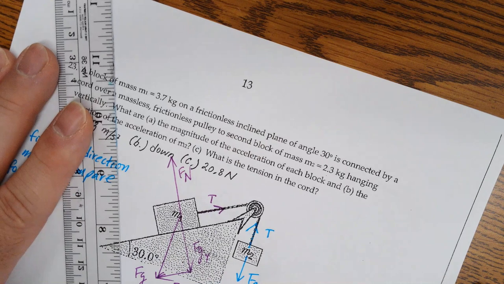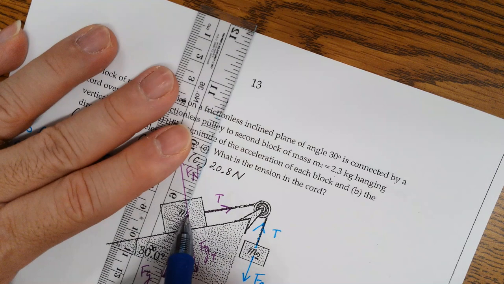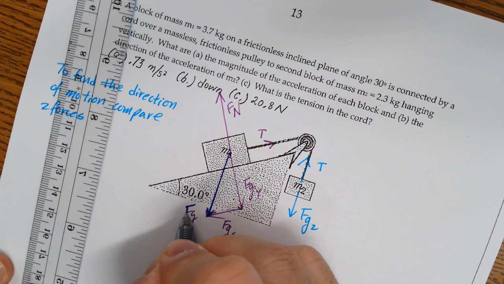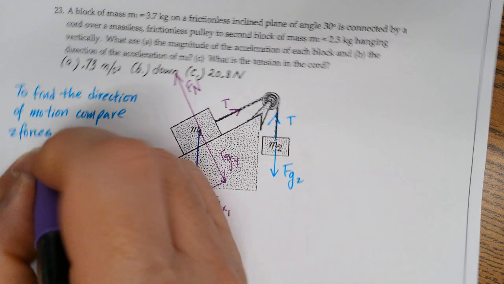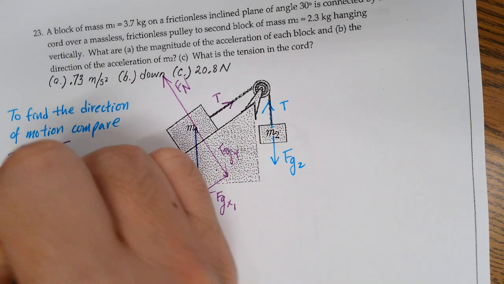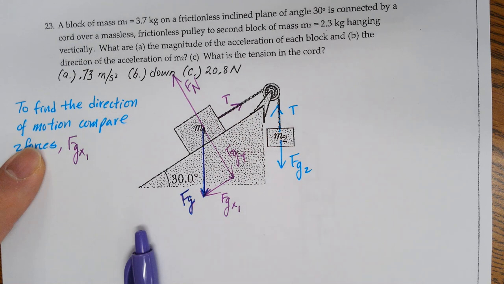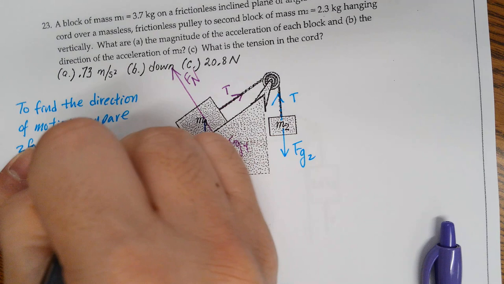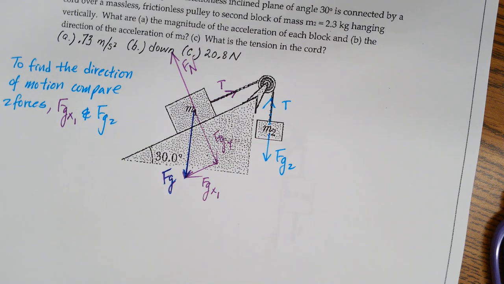Maybe I should have made this FG a different color. FG is, let me make it a dark blue. All right. So you must compare FGX1 and FG2 to see which one is going to win the tug of war.